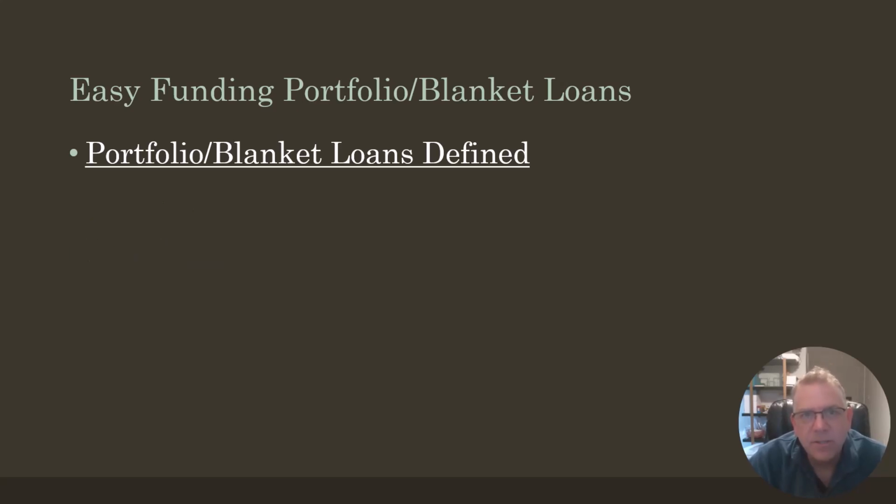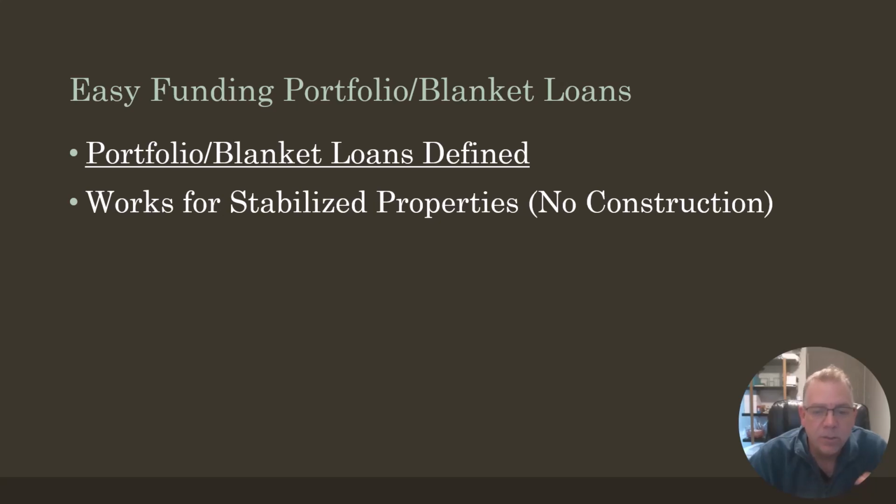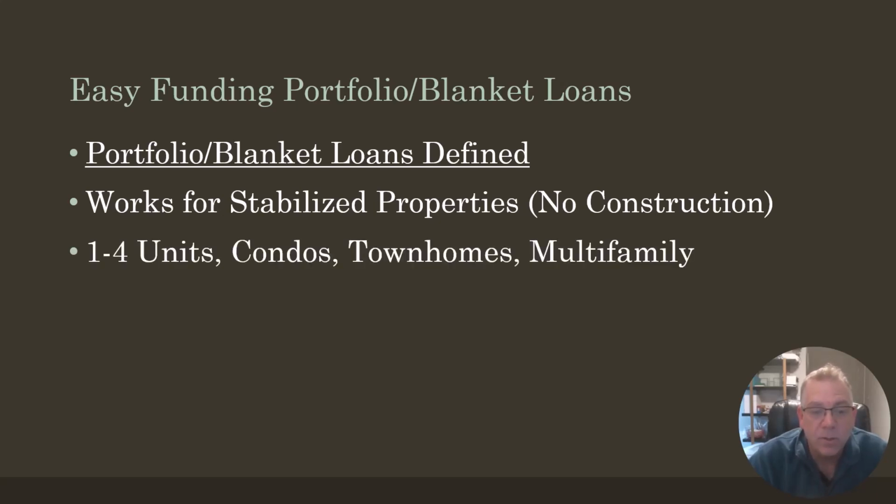So essentially the definition of a real estate portfolio loan is very simple. Just like it sounds, it's a blanket loan or one loan that covers multiple properties. It works for stabilized properties only, so there's no rehab, no construction. We've been talking a lot about that here on the channel. For this particular product, we're only talking about stabilized properties. It works for 1 to 4 units, condos, townhomes, and multifamily. And in order to qualify, you need at least 5 units in the above categories.